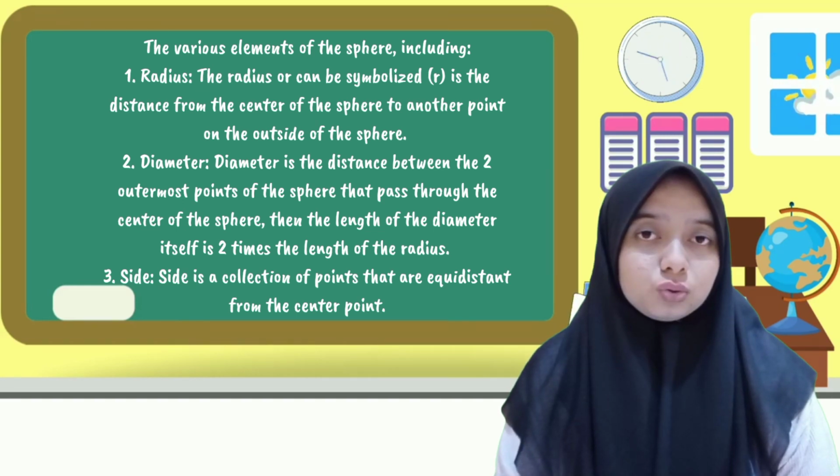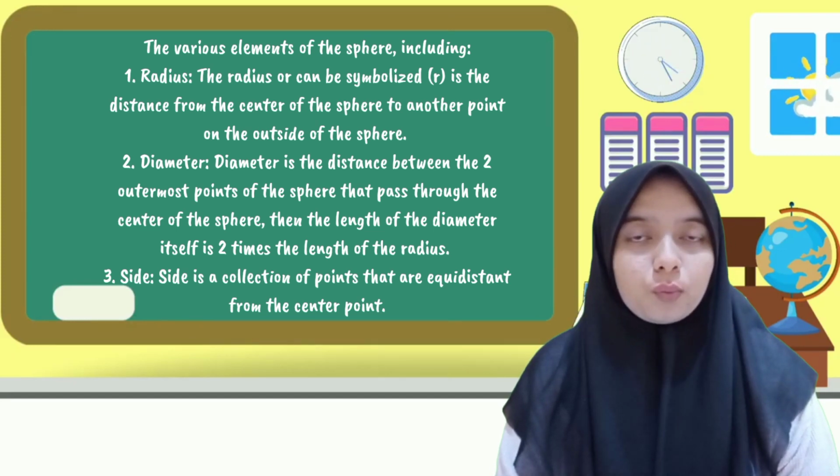2. Diameter. Diameter is the distance between the two outermost points of the sphere that pass through the center of the sphere. The length of the diameter is 2 times the length of the radius. 3. Side. The side is a collection of points that are equidistant from the center point.